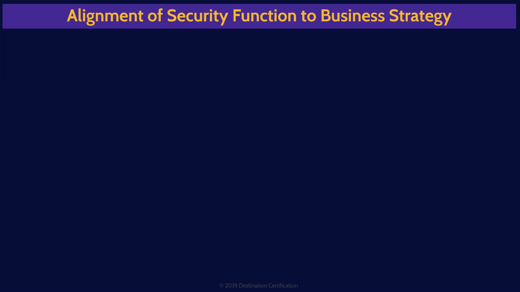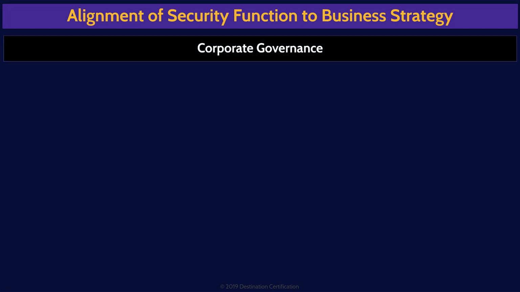So let's start with how we align the security function to the overall business strategy and the overall goals and objectives of the business. Now, to do that, we have to first understand what is corporate governance. So corporate governance is the system of rules, practices, and processes through which an organization is directed and controlled. The corporate governance process defines the overall goals and objectives of the organization.